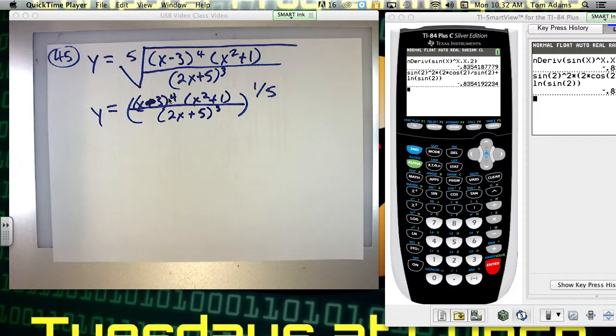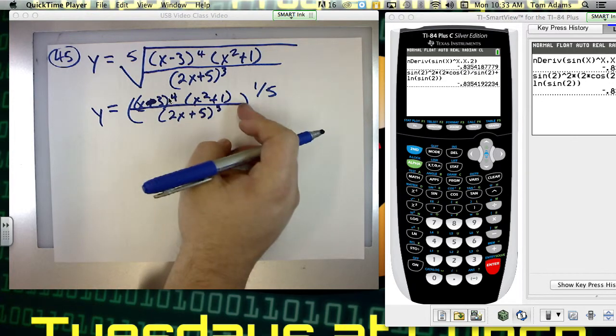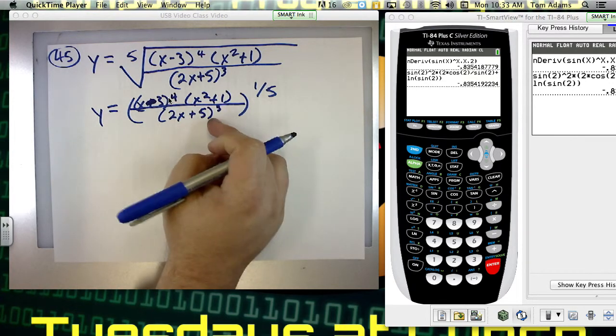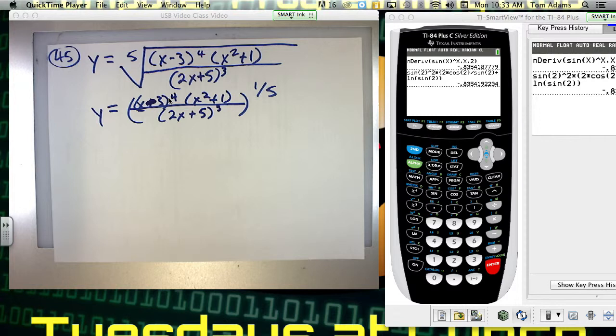Now there are a lot of ways you could handle this. You could expand the top, in other words, multiply those out, FOIL it, and expand the bottom, FOIL it, and you'll get a really long polynomial. You'll get a 6th degree polynomial in the top and a 3rd degree polynomial in the bottom, and just use the power rule. But really, you'd have to use the quotient rule and the chain rule, and it's complicated.